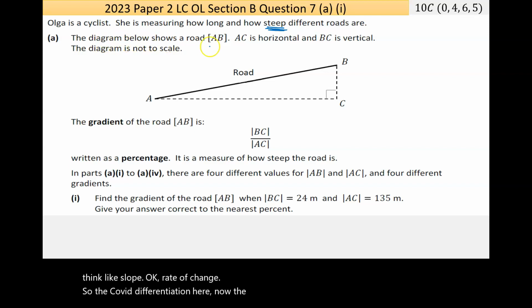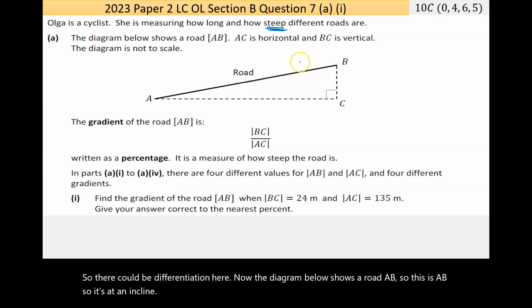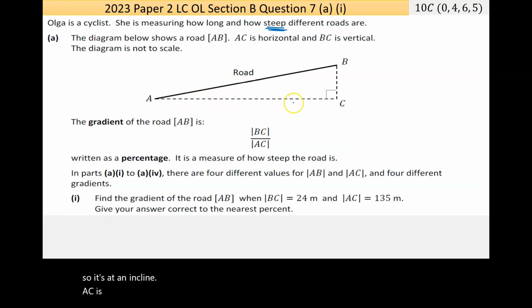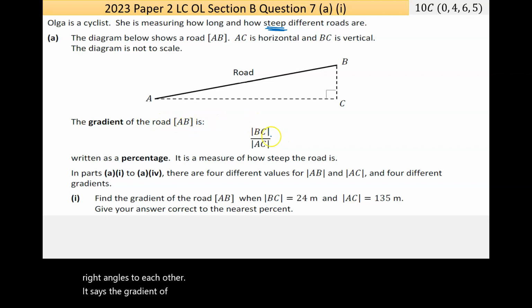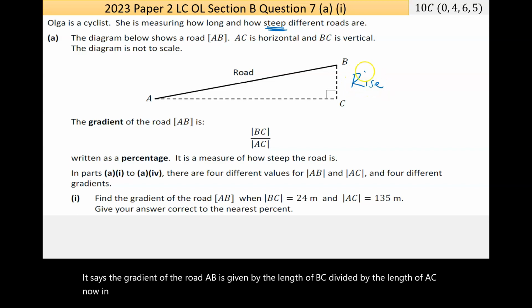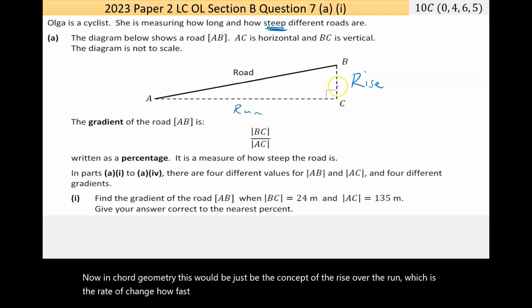Now the diagram below shows a road AB. So this is AB, so it's at an incline. AC is horizontal, so see that going across. And then BC is vertical, and that means they're at right angles to each other. It says the gradient of the road AB is given by the length of BC divided by the length of AC. Now, in coordinate geometry, this would just be the concept of the rise over the run, which is the rate of change. How fast is y going up for every jump of x?